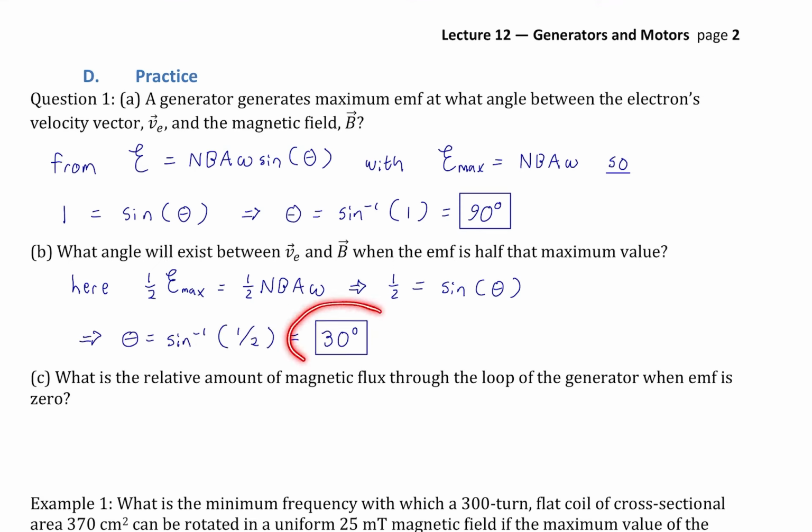And when we do that, we get 30 degrees. So maximum occurs at 30 degrees. But we should expect that, because if you think about sine functions, you know what sine of 30 degrees is? 1/2. So there you go.